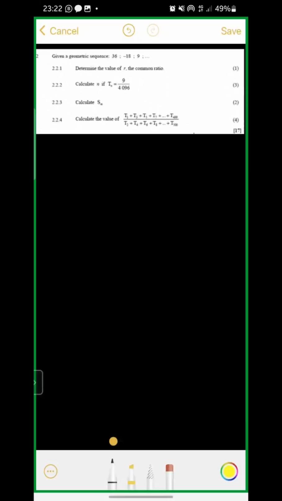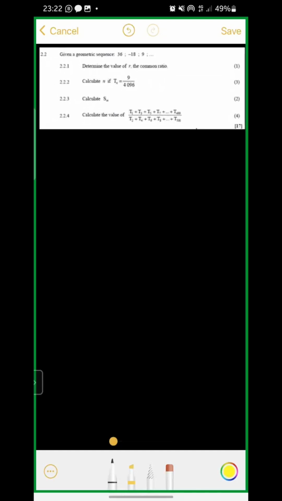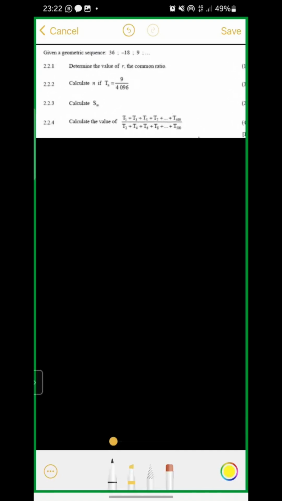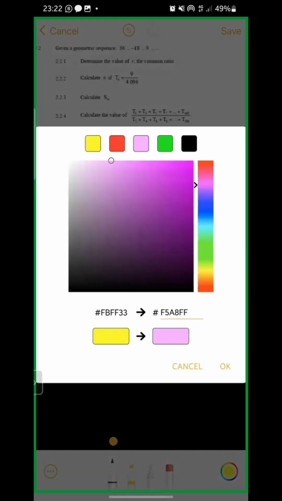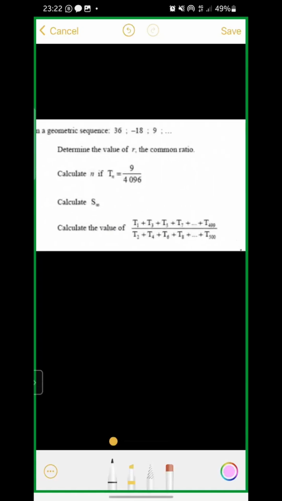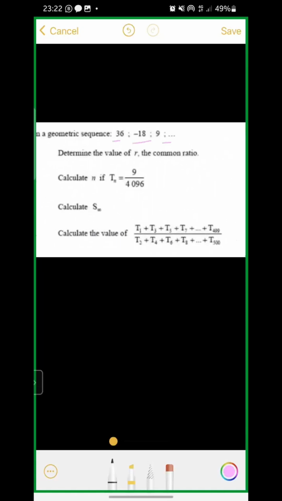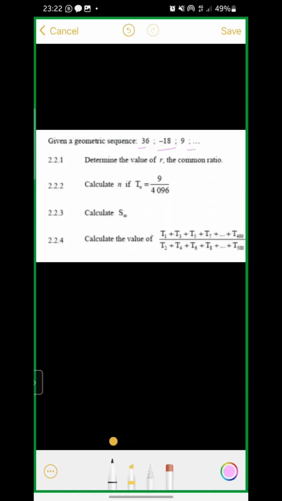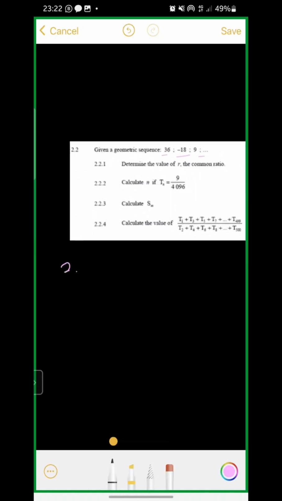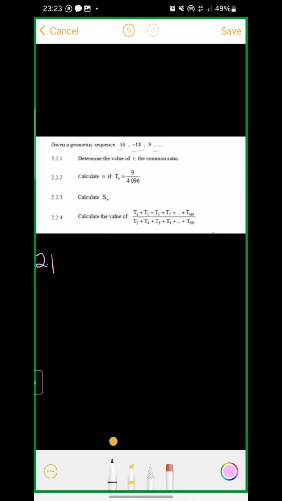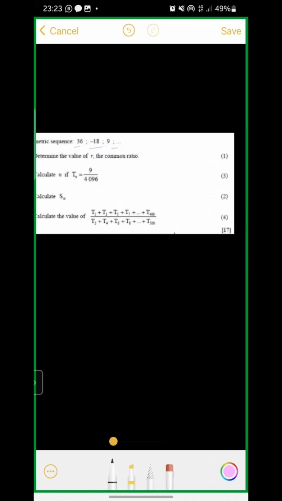We have this one. So they say, given a geometric sequence, right? We understand that there's a common ratio between consecutive terms. So they say this is a geometric sequence, so there's a value of r, our ratio, which is constant. They ask us to determine the value of r. Are we together, guys? Can you hear me? Am I audible? Yes. All right, so they say determine the value of r, the common ratio. This is 1 mark.